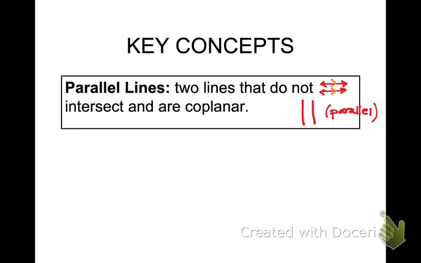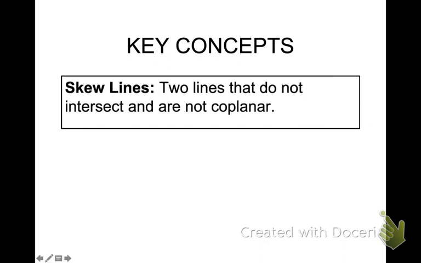All right, so parallel lines: two lines that will not intersect. Skew lines are going to be two lines that do not intersect and are not coplanar. So they can't be in the same plane.